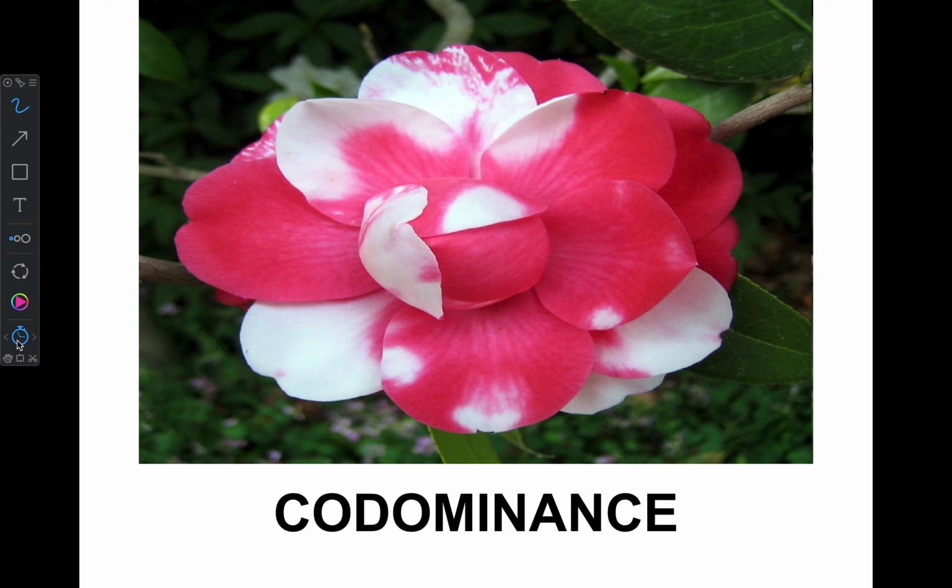So we're back to the flowers, and what you see here is an example of codominance. You have two dominant traits: a red color and a white color. The genotype of a completely red flower would be RR. A completely white flower would be WW. So you're getting into two different letters. Again, this is different from what we've learned. And notice that all of these alleles are dominant, so they're all capital letters.